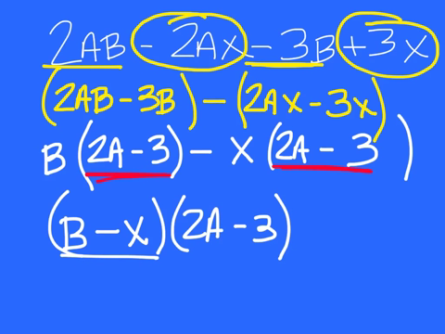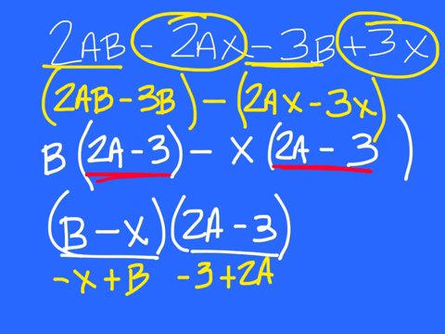Again, you can switch the quantities on this one, but inside the parentheses it would be trickier for this. You could have negative 3 plus 2a or negative x plus b. So that's generally not what we write. We want a positive first term in most cases.